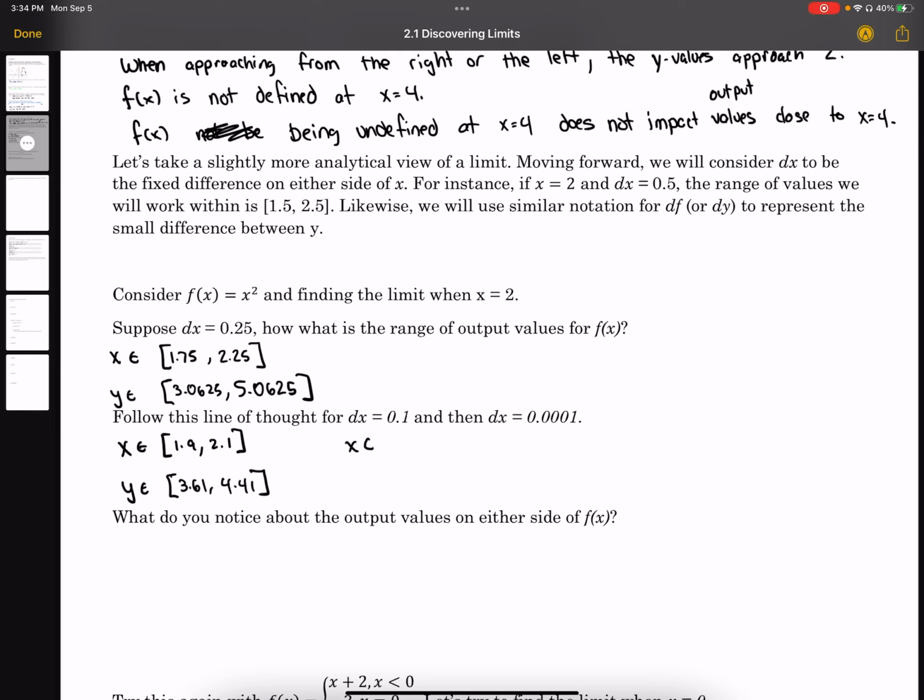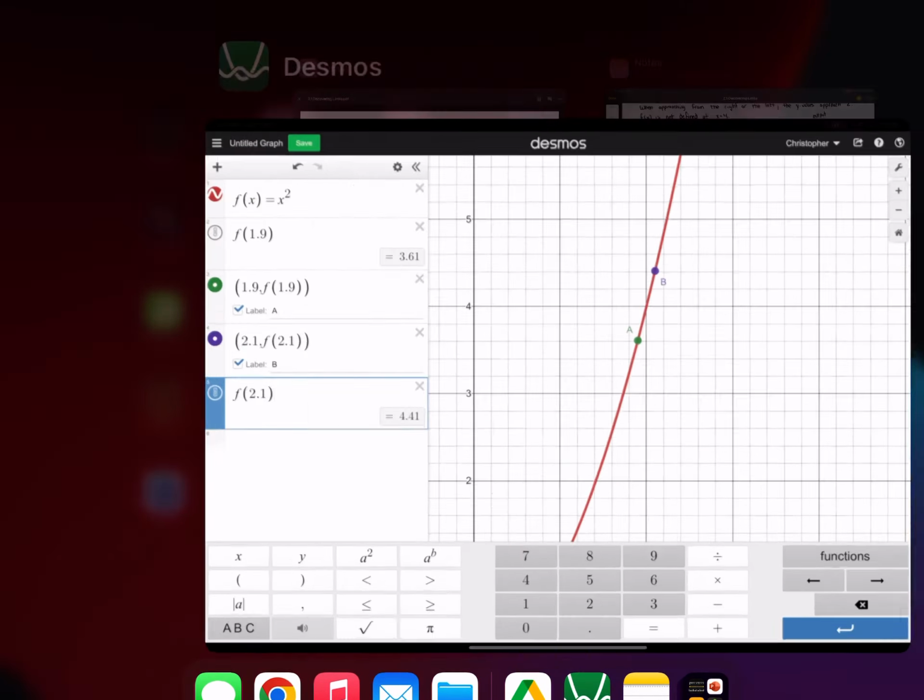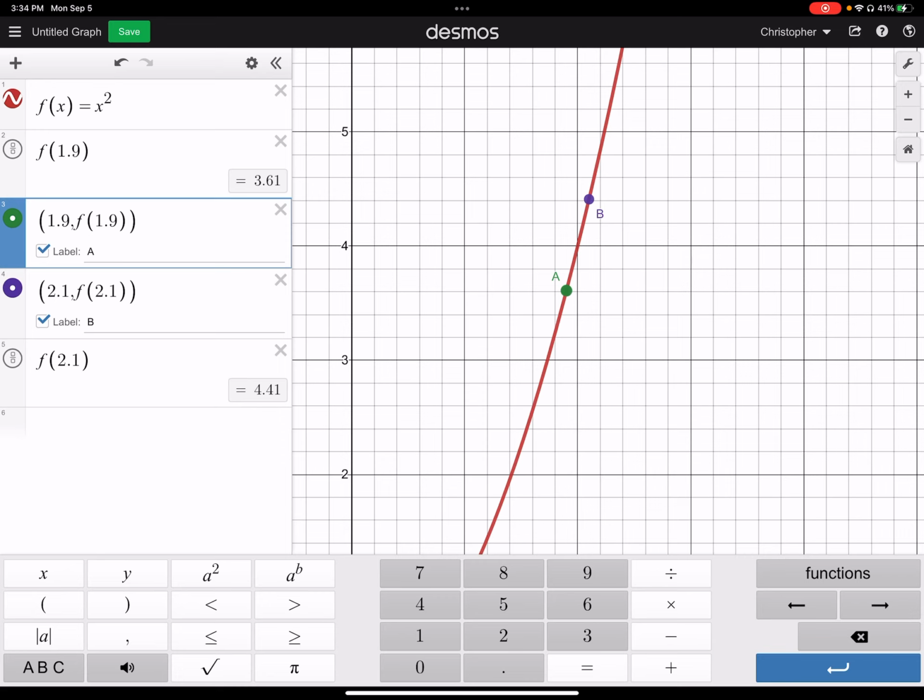All right, so if you're rejoining me, if we use 0.0001, then our x's are between 1.9999 and 2.0001. Let's see what that looks like and see if we can get a good read on what's happening. So we said 1.999 and f of 1.999.